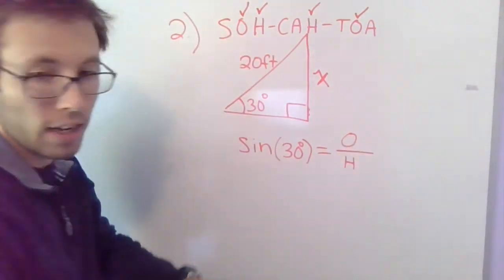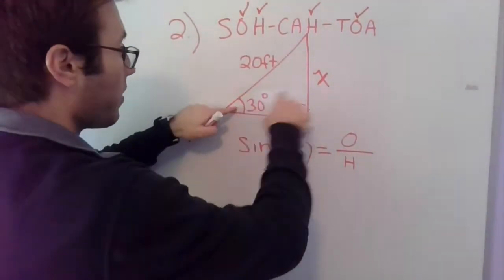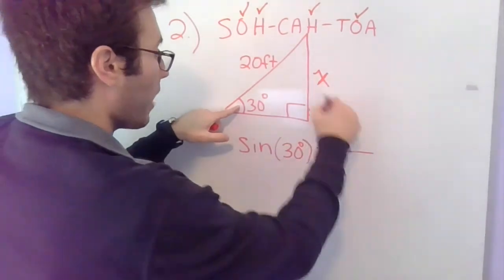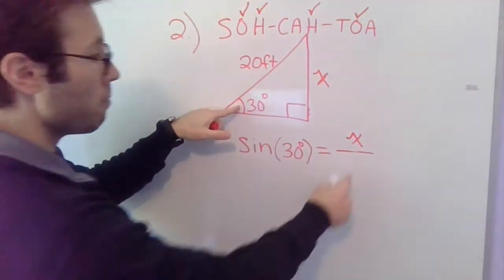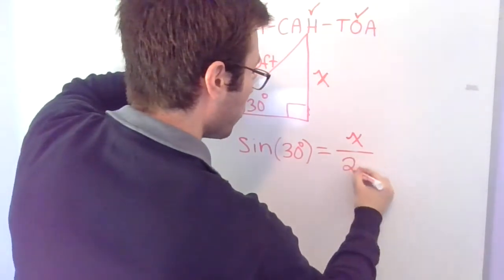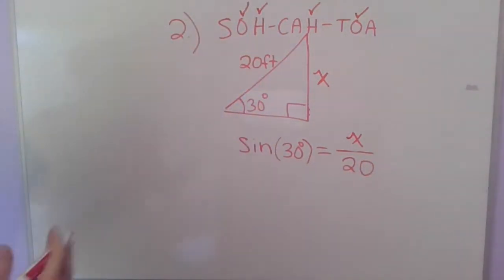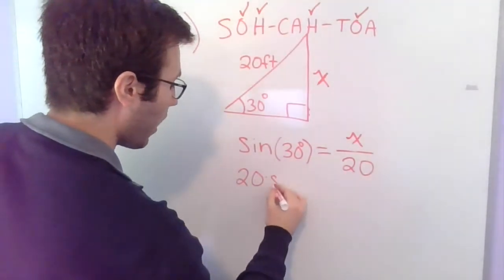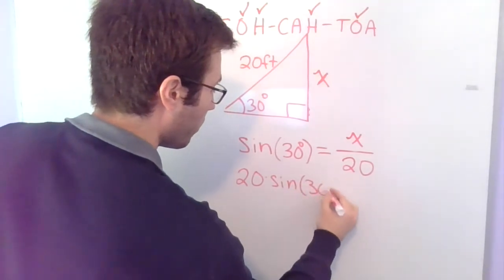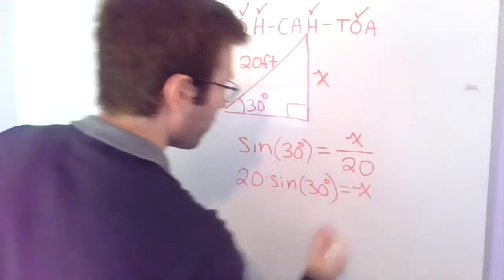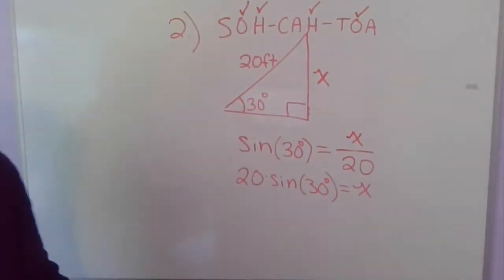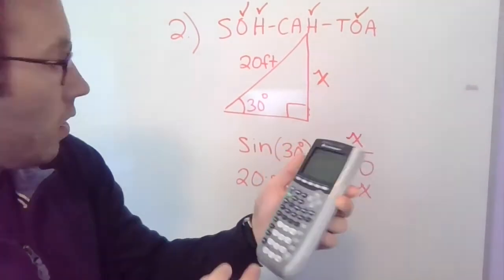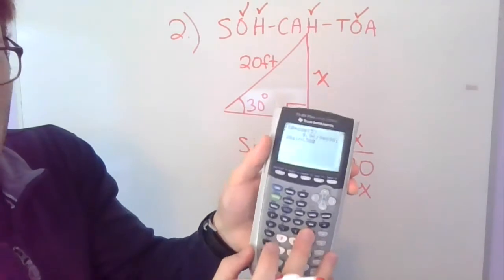So opposite over hypotenuse. The side opposite the angle is just X. So I put an X here. And then the hypotenuse, well, that's 20 feet. So I put a 20 over here. Now, at this point, I multiply both sides by 20. I get 20 times sine of 30 is equal to X. Then I go in my calculator, I type in 20, and then I look for that sine of 30. Then I close it off.